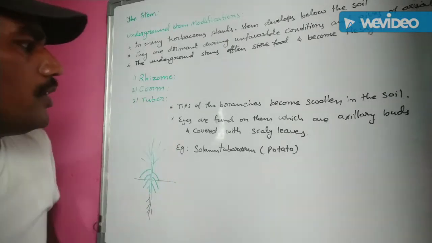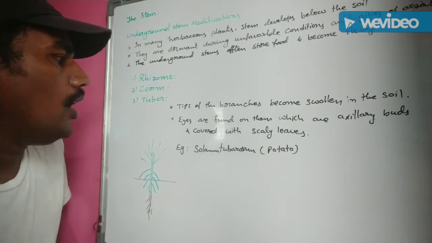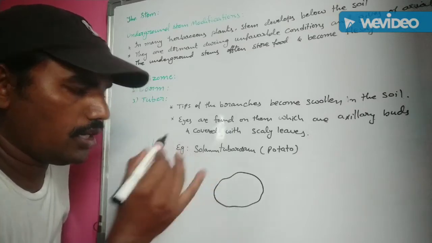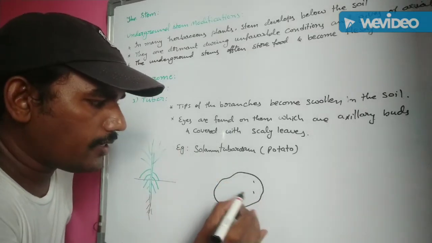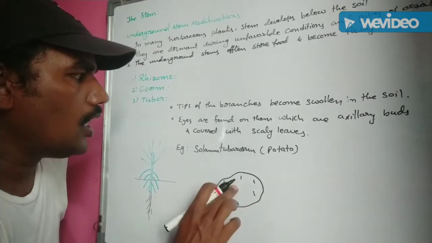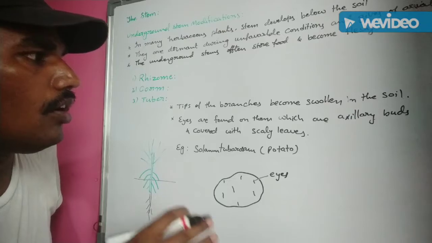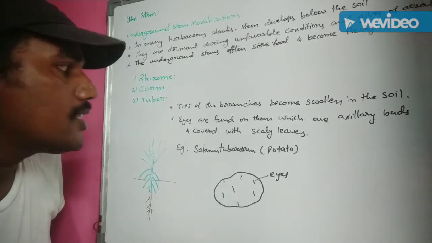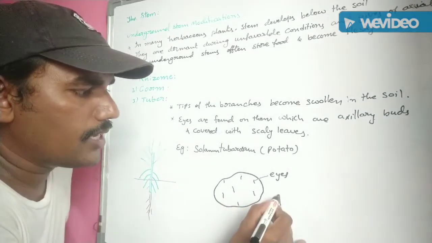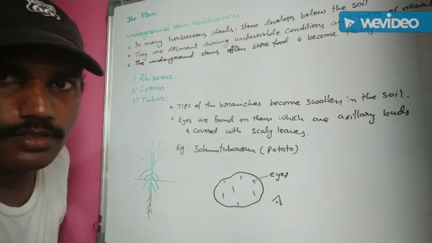Okay, the stem tuber: the tip of the branches becomes swollen in the soil and is converted into tubers, and these tubers consist of eyes. Suppose potato, Solanum tuberosum. It consists of some eyes, some notches present on the surface. These are called eyes. These eyes found on the tuber are axillary buds. In this, an axillary bud is present. It is covered with scaly leaves. The scaly leaves cover axillary buds in these notches, the eyes.